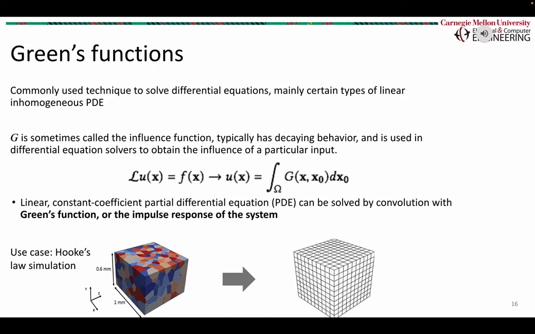A commonly used technique to solve differential equations, mainly certain types of linear inhomogeneous PDEs, is the Green's function. The Green's function is sometimes called the influence function. Typically, it has decaying behavior and is used in differential equation solvers to obtain the influence of a particular point.